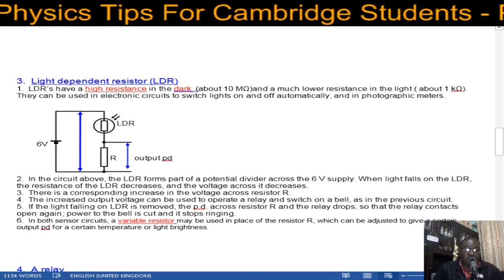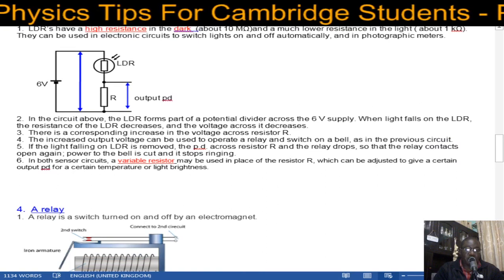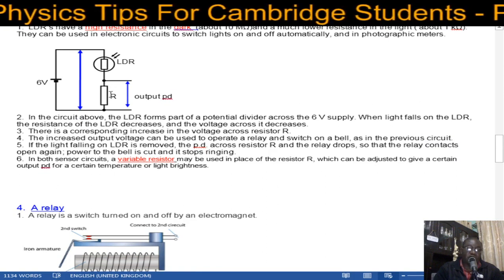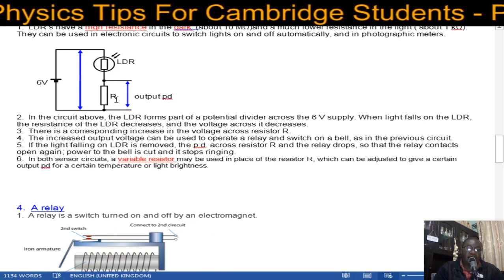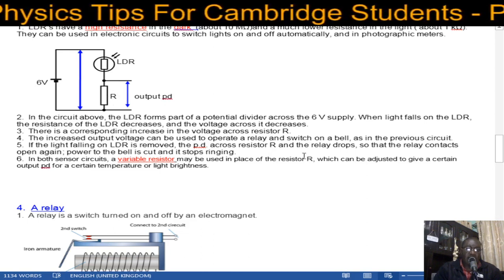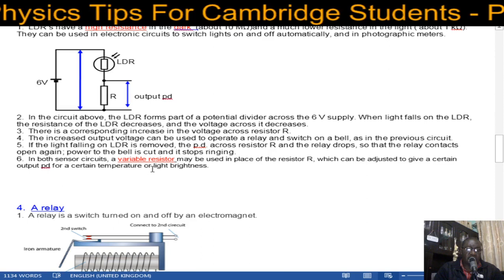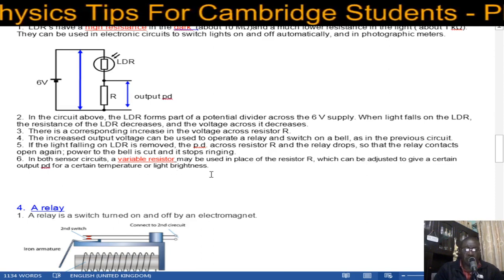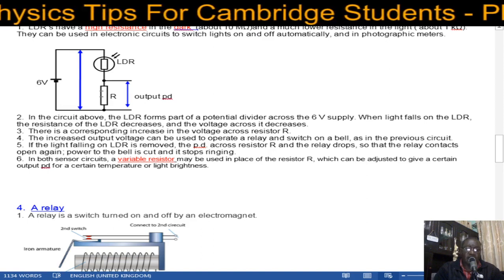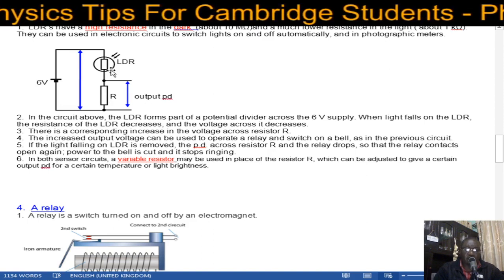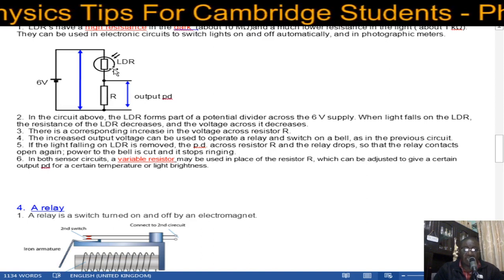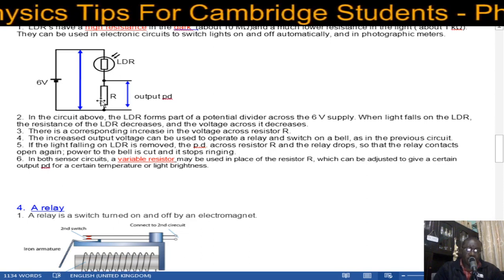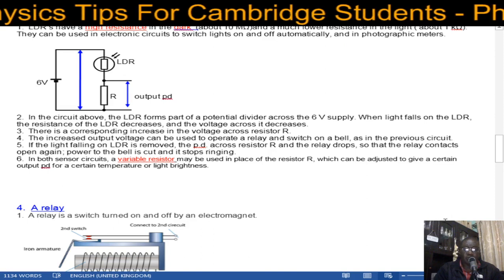In both sensor circuits, a variable resistor may be used in place of the resistor R. Yes, which means you could change the resistance and then determine the output PD for a certain temperature or light or brightness. So if you want a specific value of the resistance that would give you the point when the LDR starts to light up or starts to go off, you could use a variable resistor there.